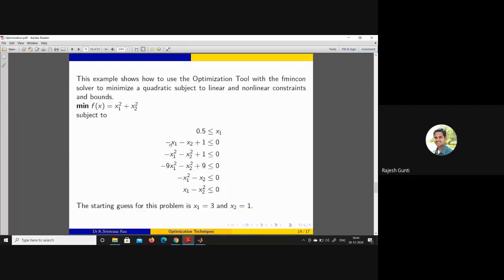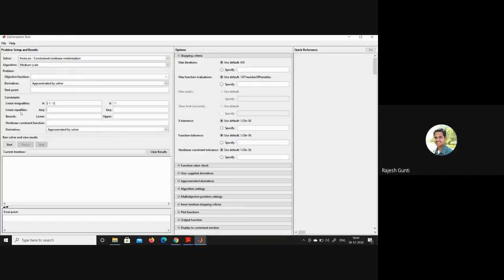Here only linear inequality is there, that I entered here. Linear equalities are not there, so empty braces. Lower bound 0.5. Upper bound: there is no upper bound. Yesterday also we put empty. We can give infinite.